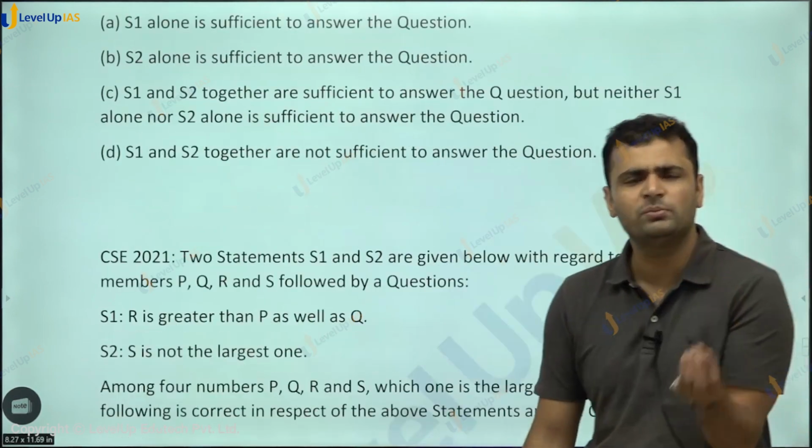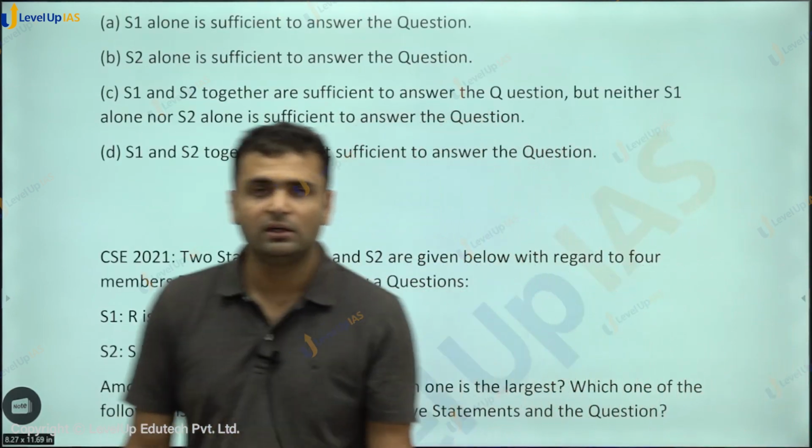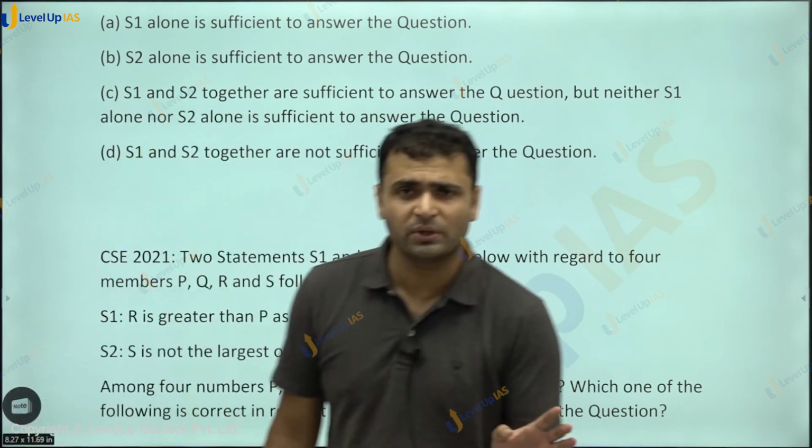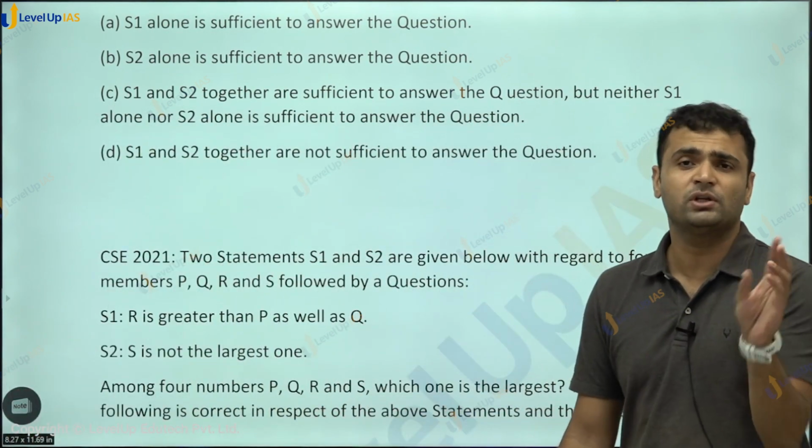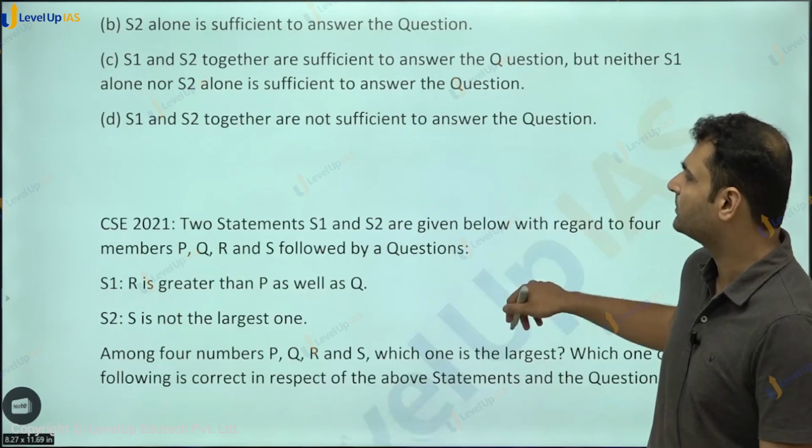So simply by observation you can comment, right? You don't need to actually find the numbers. That is not the question. You just have to comment whether it is possible to find the answer. Answer here is C.